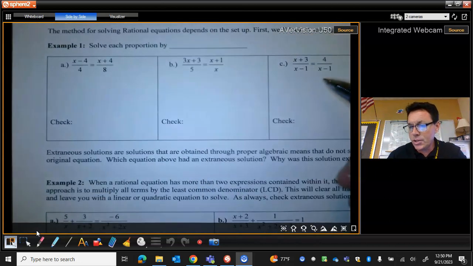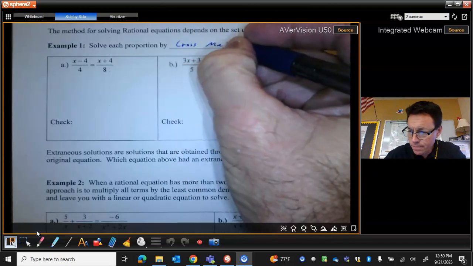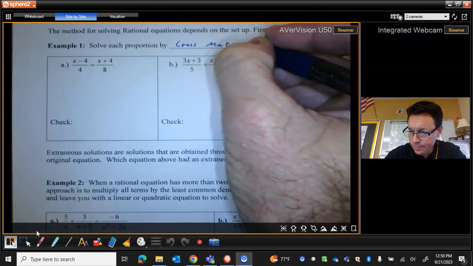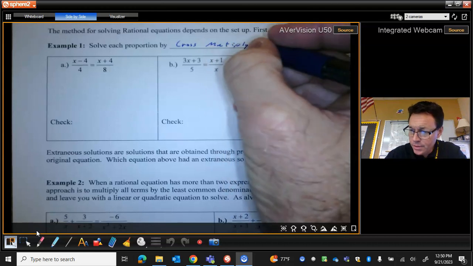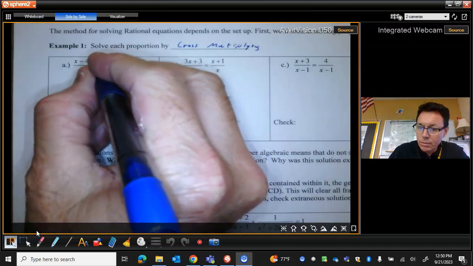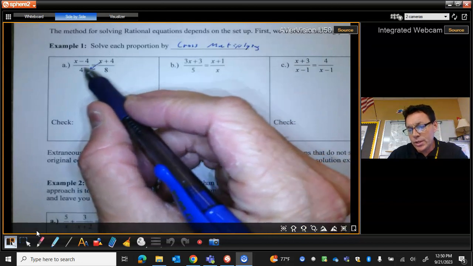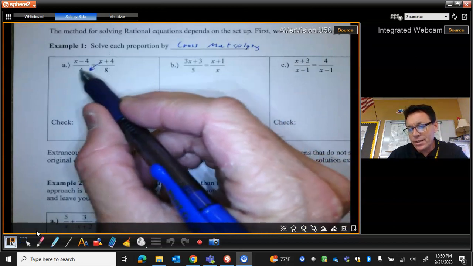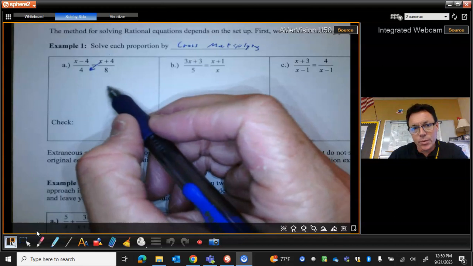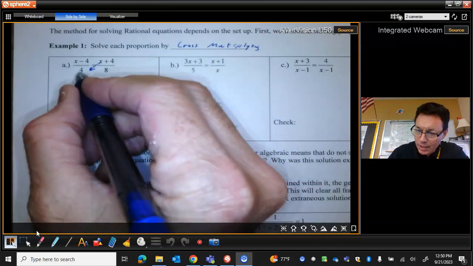Okay, so we're going to solve each of these proportions by cross multiplying. There's a property that says if you have two fractions that are equal to each other, their cross products will also be equal. So you can multiply diagonally. Now, I'm going to multiply this numerator times that denominator. The final answer can either go on the left or go on the right. That doesn't matter how you write that. Okay, but I'm going to multiply these two.